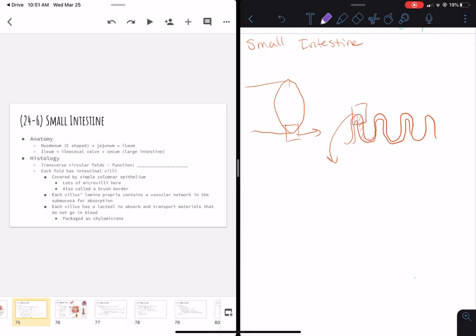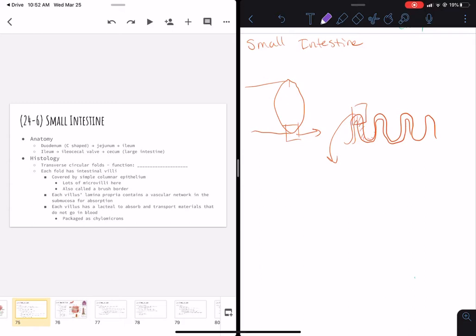Between the ileum and the large intestine, the ileum will connect to the cecum, which is the first part of the large intestine. And there's a junction in between the two called the ileocecal valve. This is a muscular valve that will allow passage of pre-feces from the small intestine into the large intestine as almost feces.